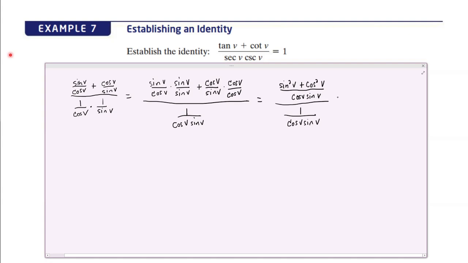Okay, so flipping to multiply, I'm going to come down here. I'm going to end up with a sine squared v plus cosine squared v over cosine v sine v, and then times cosine v sine v over 1. And then these divide out, and we end up with sine squared v plus cosine squared v. And the Pythagorean identity tells us that that's a 1.